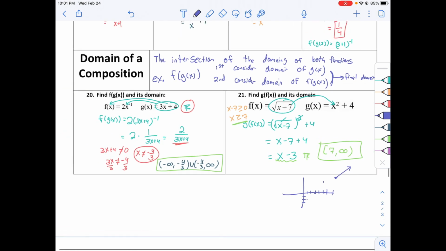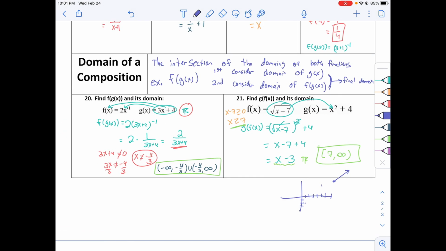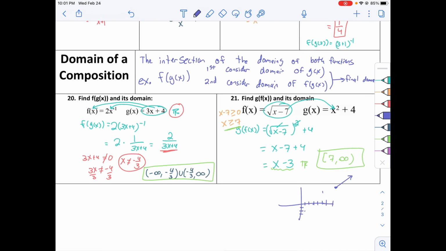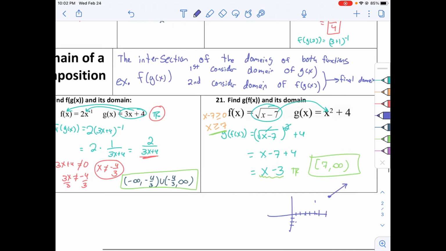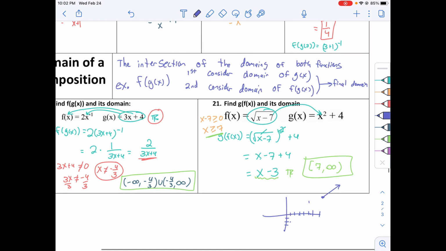Okay, so domains of compositions, domains of operations of functions, this stuff is kind of tricky. Please, please, please message me with any questions that you have. I would love to try to clear up the muddy water and answer questions about homework.